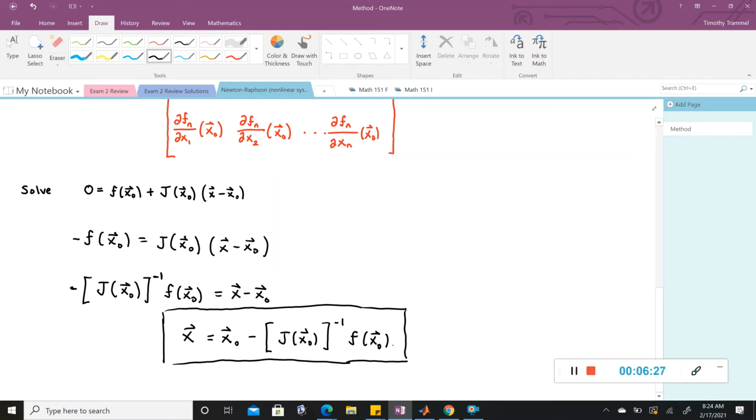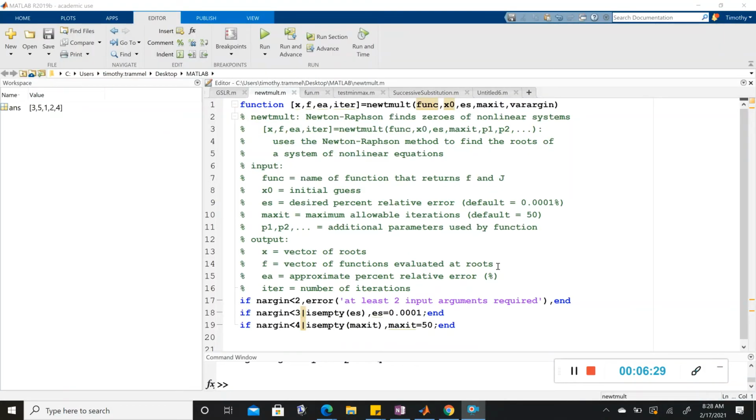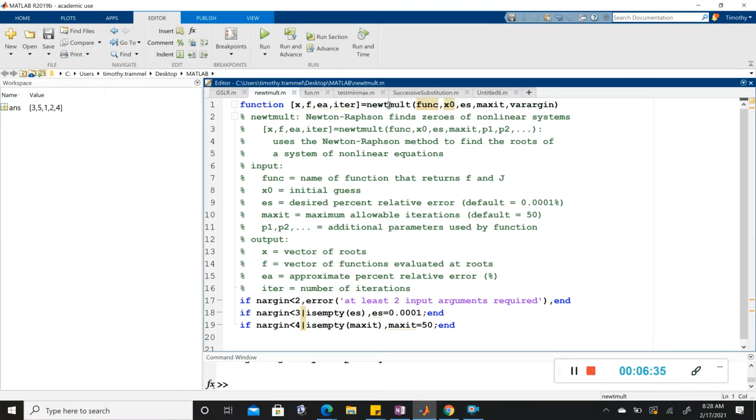All right, let's go ahead and get this in Matlab. We are in Matlab now, and we are going to call this function newtmult. Again, make sure to name your file that as well. Let's see what the inputs are.